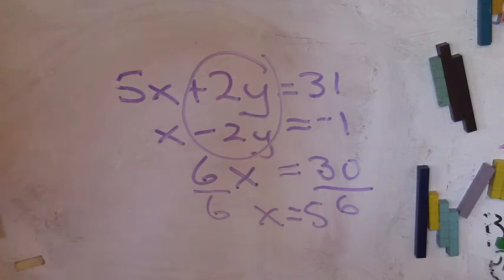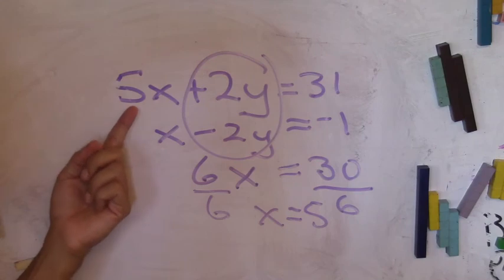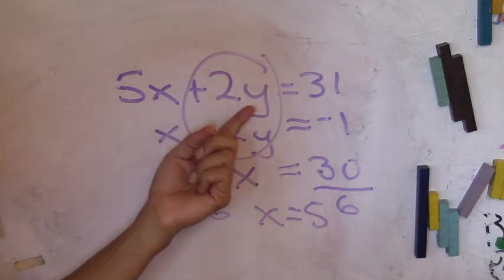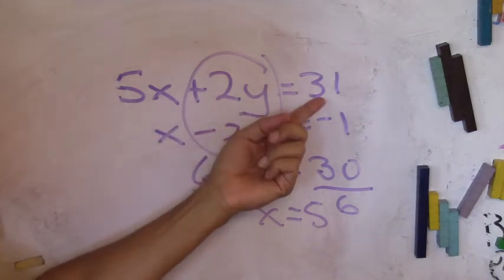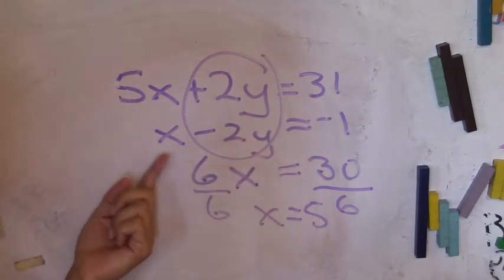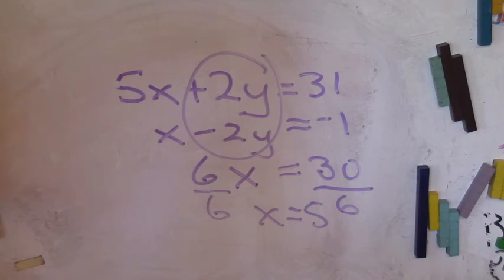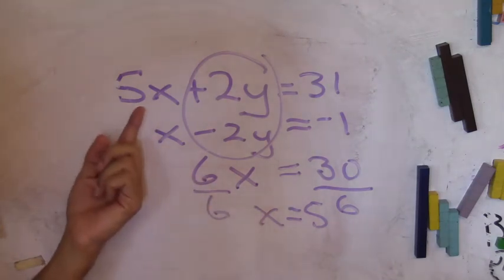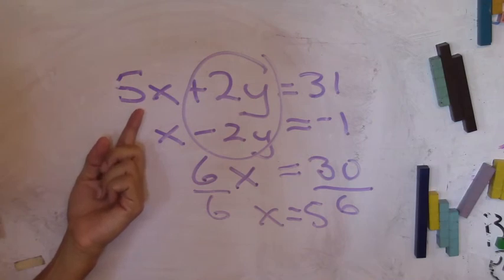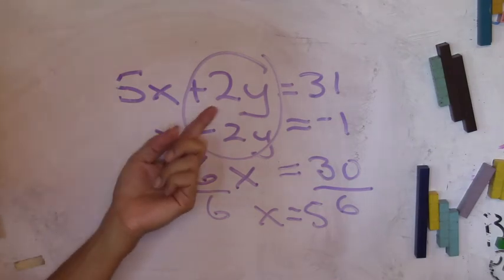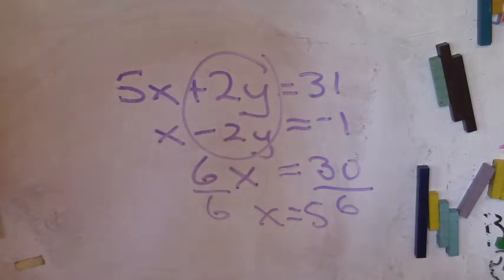Can't be. 5 times 5 is 25, 2 times 6 is 12. 25 plus 12 is never going to be 31, and 25 minus 12 is never going to be -1. Try again. So now you know what x is. What's 5 times 5? 5 times 5 is 25. All right. 25 plus 2y is 31.